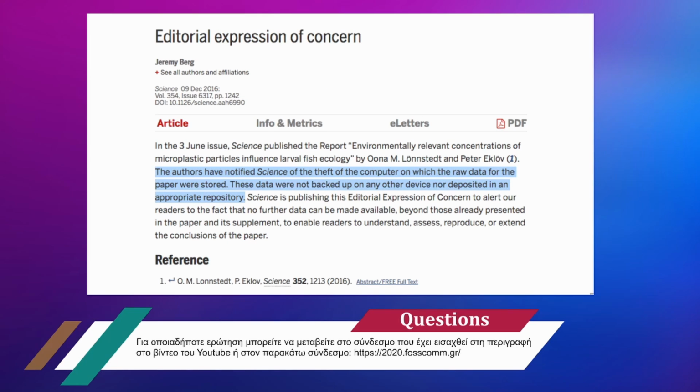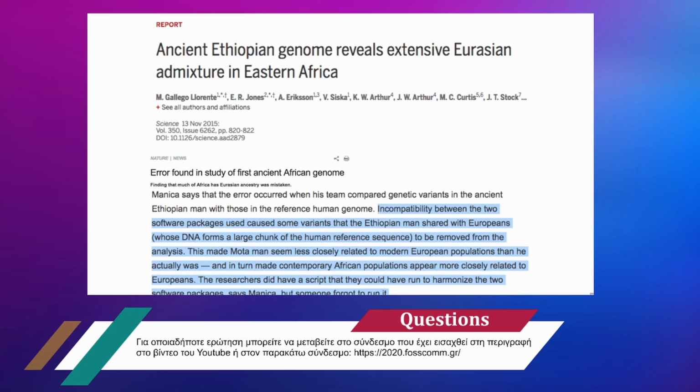replication crisis in academia, it doesn't affect only low-level publications. There are publications in Science, for example. If you just read the highlighted lines, you'll see that we cannot reproduce this amazing high-profile paper because someone stored the computer on which the raw data were stored. These data were not backed up, and they were not deposited in an appropriate repository.